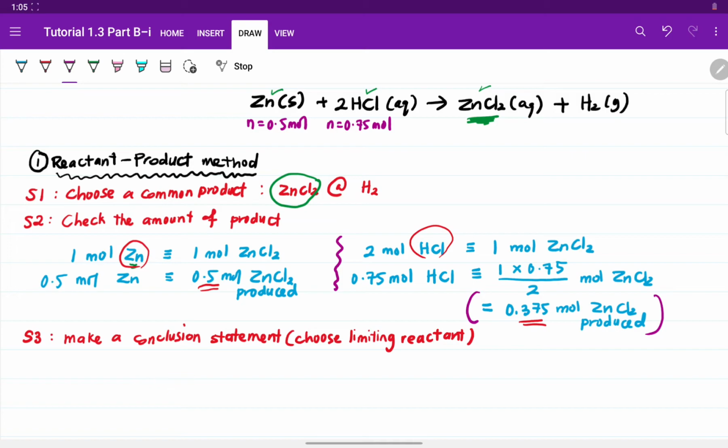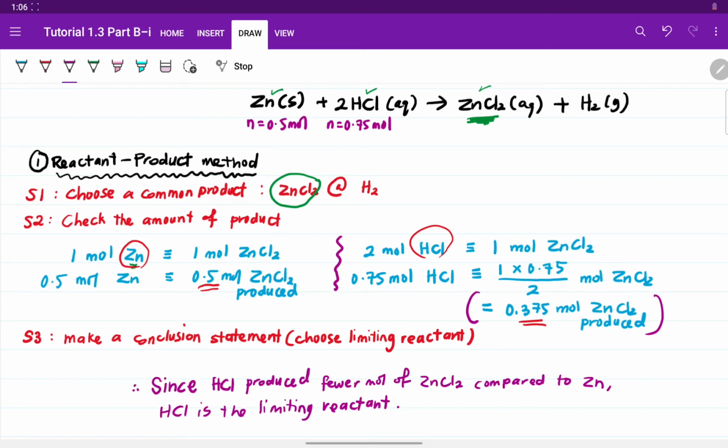So that's why on the conclusion statement, apa yang awak akan tulis? Okay, so awak akan tulis, since HCl produce fewer mole of zinc chloride compared to zinc, HCl is the limiting reactant. Jadi, jawapan kita untuk soalan ni adalah HCl is the limiting reactant. Okay, so ini adalah 3 step untuk kita tentukan siapa limiting reactant. Okay, so ingat yang ni adalah tadi apa? This is the reactant product method, where you compare the number of mole of the reactants with the product. Okay, reactant yang hasilkan produk yang lagi sikit, itulah awak punya limiting reactant.